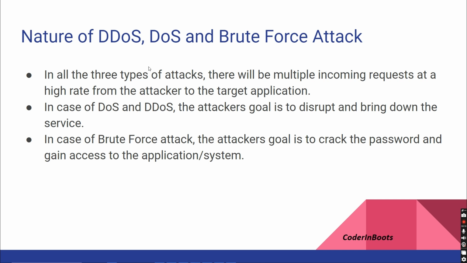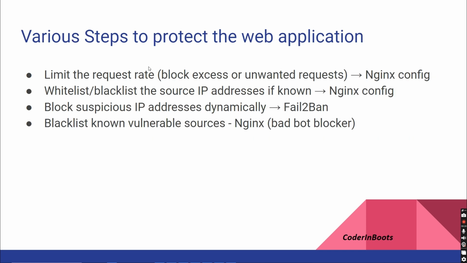Okay, so if you generalize this, what we can say is the number of requests from a single source is going to be very high in all these cases of attacks. So how can we protect our application from all these types of attacks? It's not a single mechanism, we'll have to enable multiple mechanisms to block all these. So let's figure out what those are.